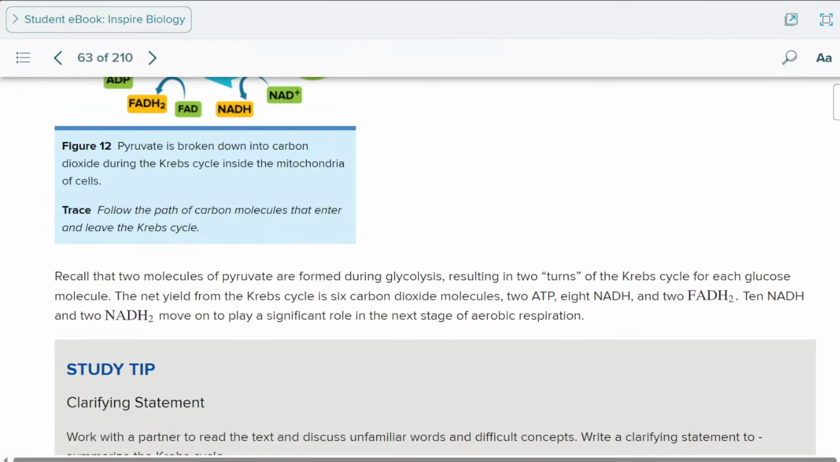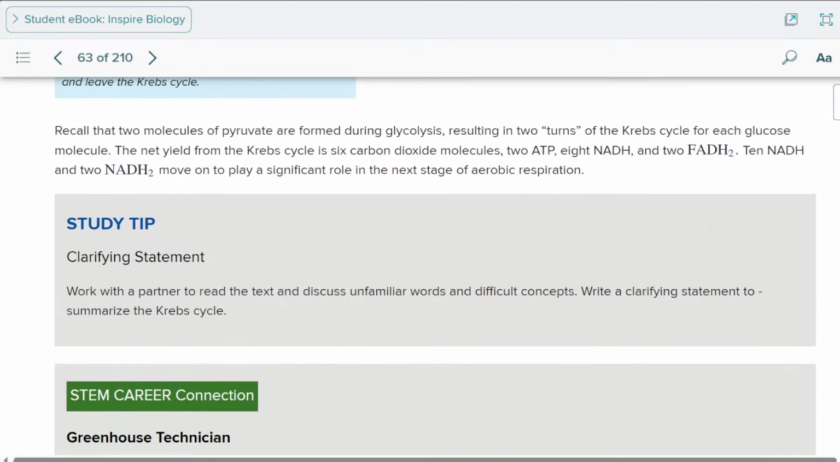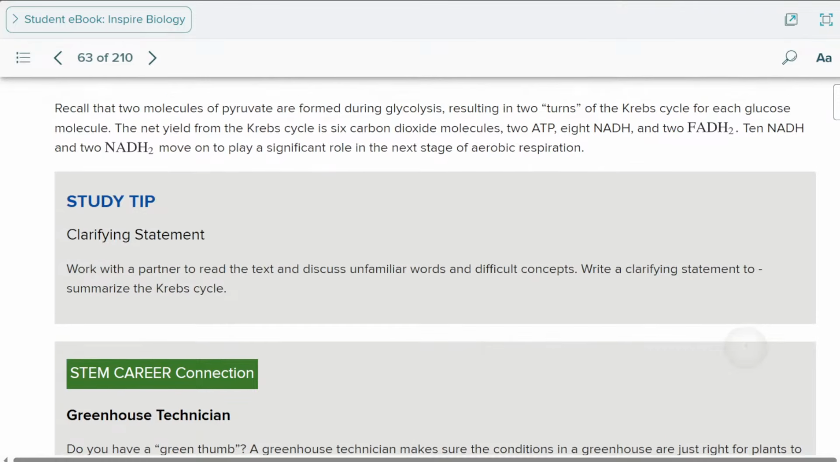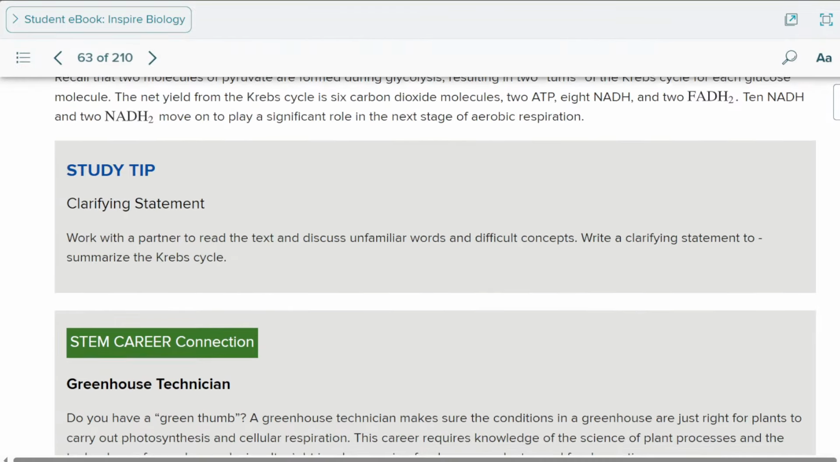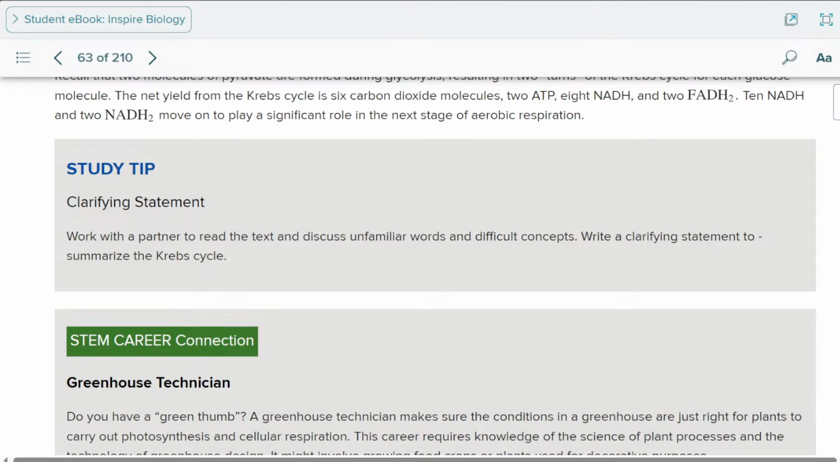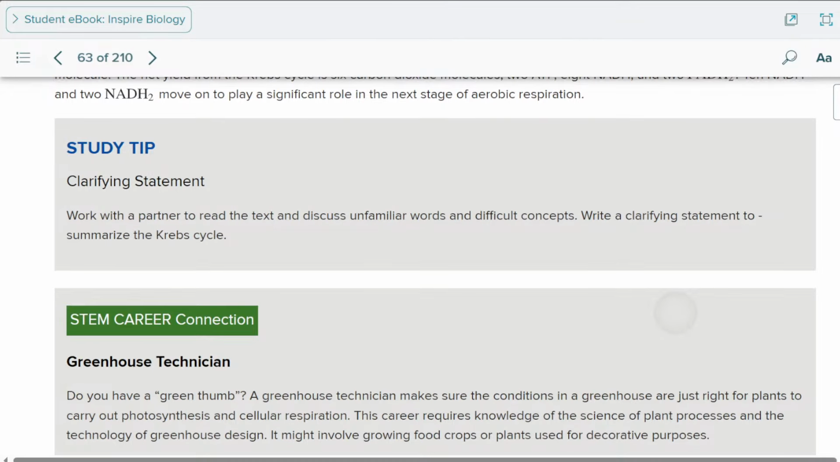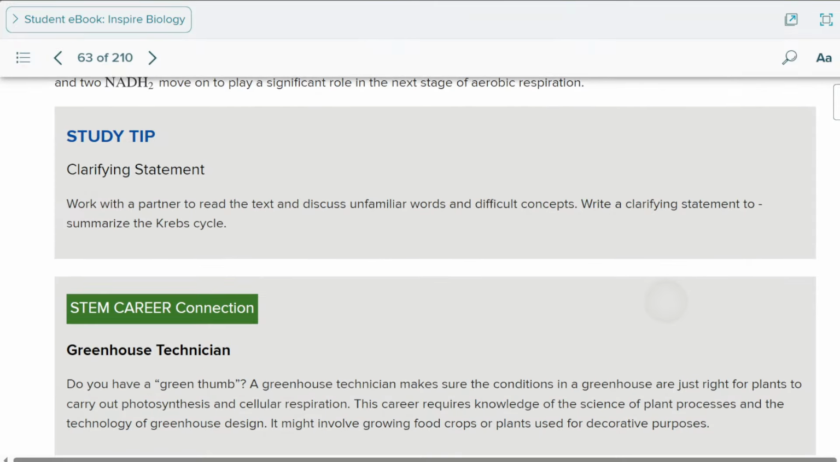And just a note here that after the citric acid cycle, you're going to release a lot of carbon dioxide, like a lot of them, because that's the goal, is to keep breaking down the carbon. Okay, so let's recall that the 2 molecules of pyruvate are formed during glycolysis, resulting in 2 turns of the Krebs cycle for each glucose molecule, as I told you. The net yield from the Krebs cycle is 6 carbon dioxide molecules, 2 ATP, 6 NADH, and 2 FADH2. The NADH and FADH2 move on to play a significant role in the next stage of aerobic respiration.